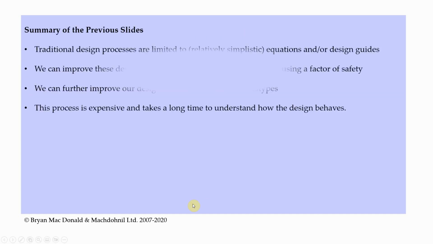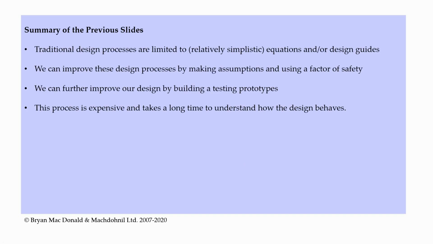So if we now try to summarize the previous slides, what have we said? We said traditional design processes are limited to relatively simplistic equations and/or design guides. We can improve these design processes by making assumptions and using a factor of safety. And we can further improve our design by building and testing prototypes. This process is expensive and takes a long time to understand how the design behaves. So there must be a better way. And there is, and it's finite element analysis, and that's what this short course is about.